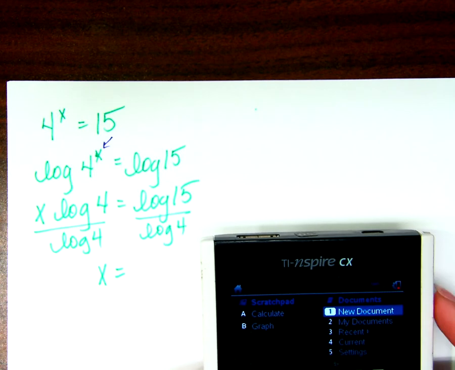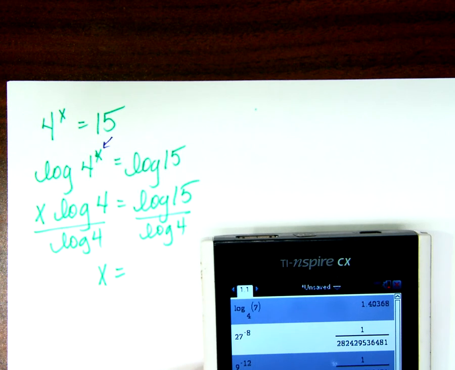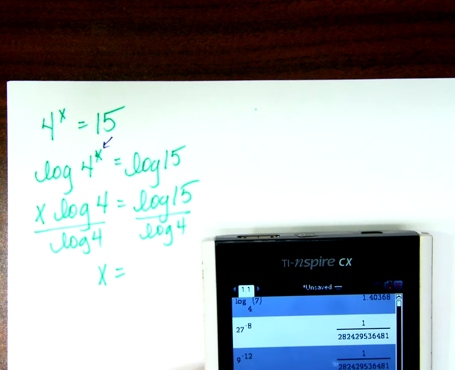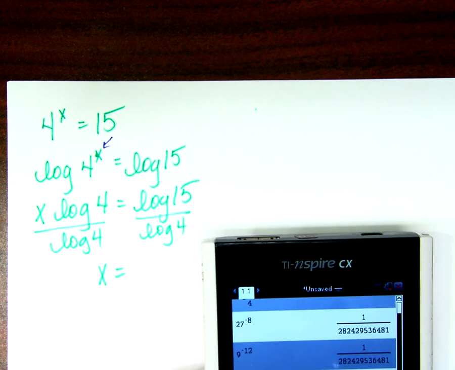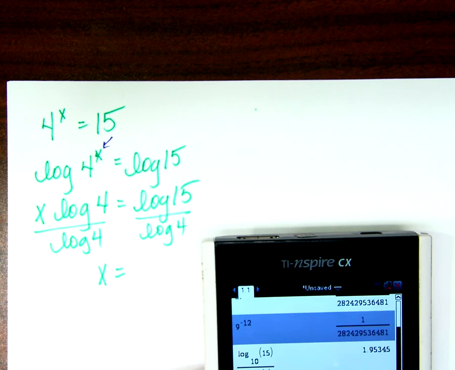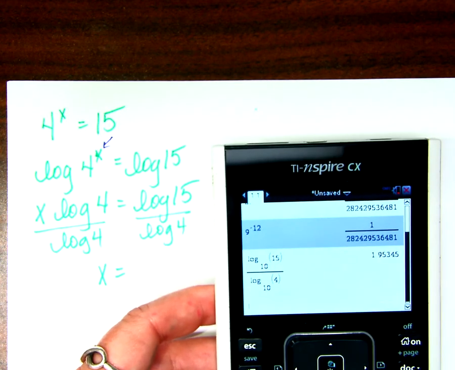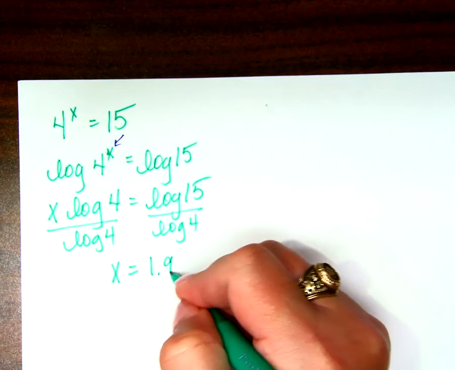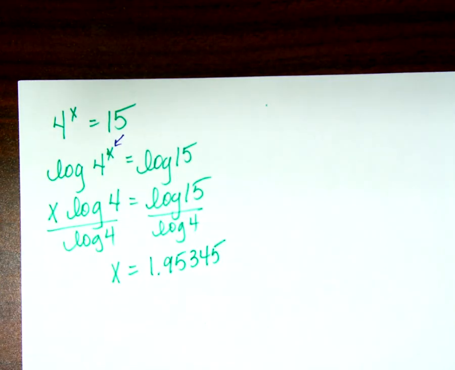So in my document, right here, I could say, where is it? There it is. Log 15 over log of 4. Oh, you can't even see that, I'm sorry. 1.95345. So that's one way to do this problem.